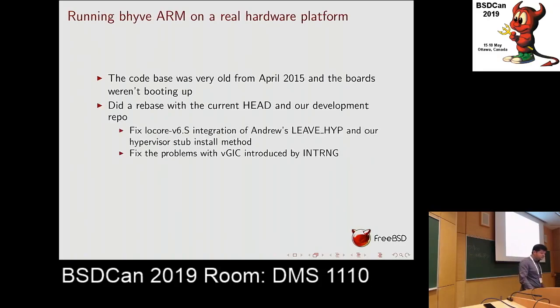Running Bhyve on a real platform was a little bit tricky because we had to do a rebase. The newest code we had there was from 2015. We had to do a rebase with the current head. We had other issues with new additions, so we had that leaf heap problem. Now it's upstream, there is no issue. We had the INTRNG problem with the VGIC. And for example, before coming here, I did another rebase, and I saw that Intel RDRAND had been added by default, and we had to remove that from our code base. Each rebase takes a lot of time, and it is very complicated because ARM code is very volatile.